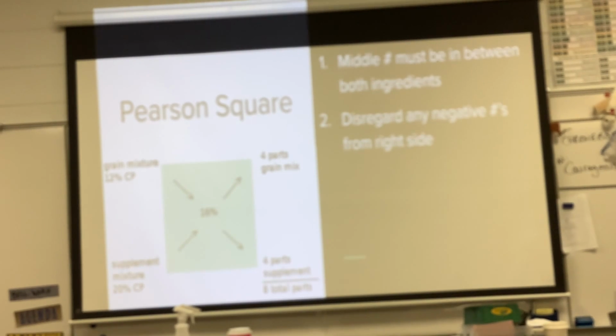I only need to add and subtract when I'm doing Pearson squares. And some division. If I get negative numbers, I'm not going to care about it. I'm not going to worry about negative parts, because if I'm mixing two ingredients together, can I have a negative of it? No, I can't, right? So I'm just going to disregard that.